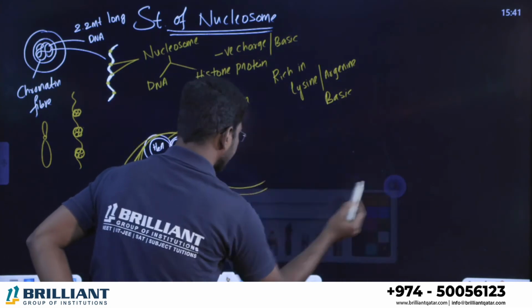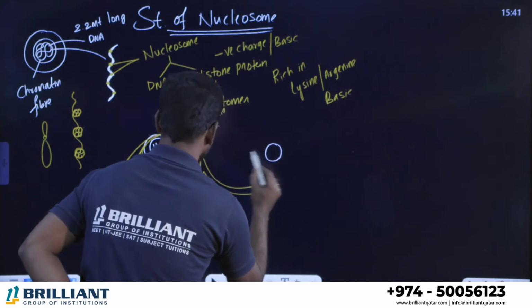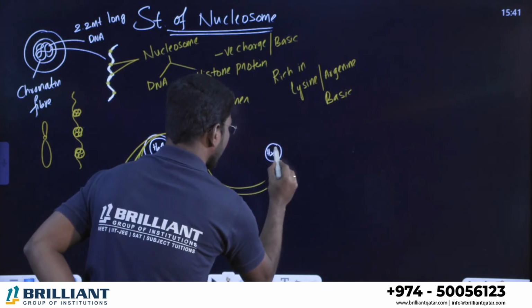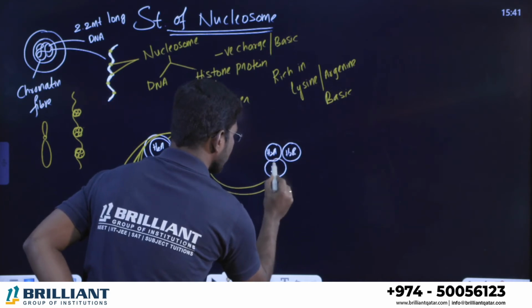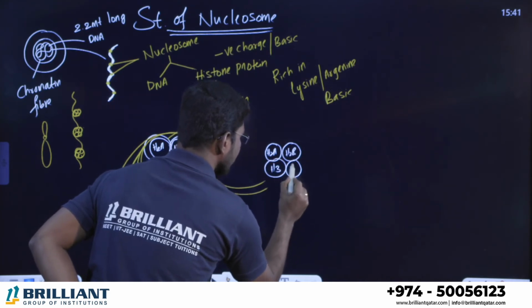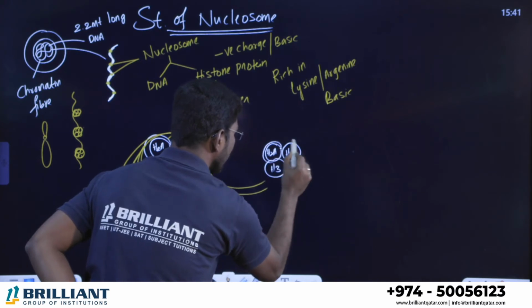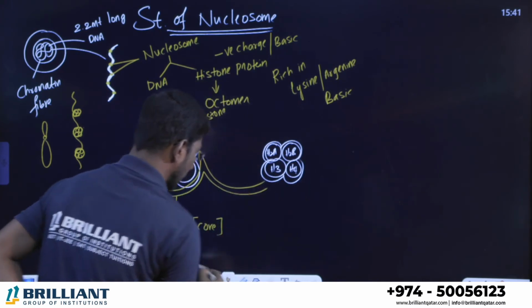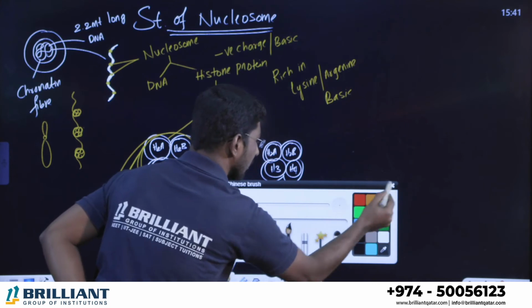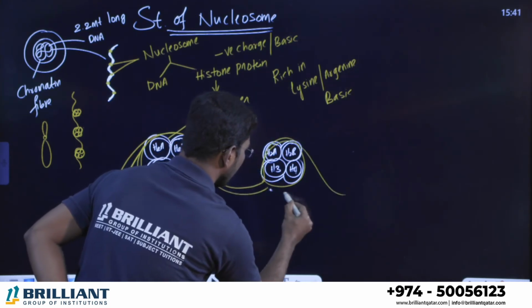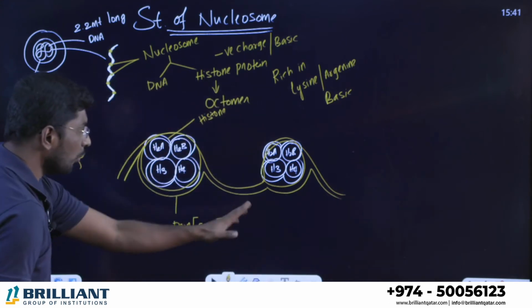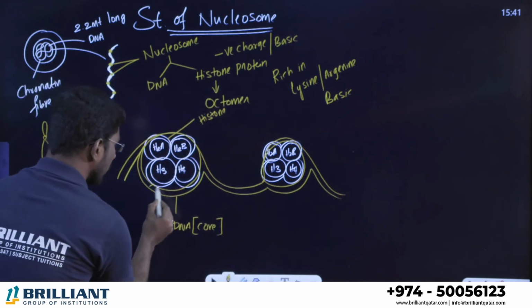Let me write here. This is H2A. Okay, this is H2B, H3 and H4. How many are there? Two are there. Yes or no? Two are there. And now this DNA again will be wrapped around. Okay. Now look here. This is also DNA. Here, look at this, this is also DNA.